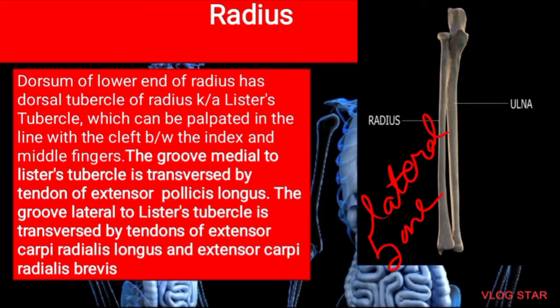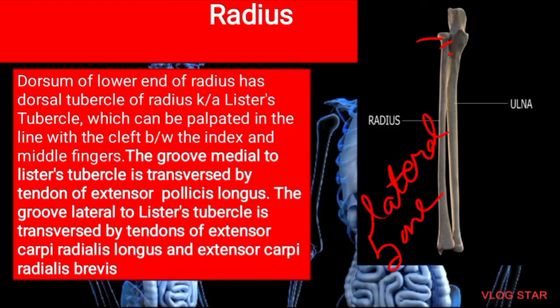And this is the ulna. The upper end of the radius includes head, neck and radial tuberosity. The superior surface of the head articulates with the capitulum of the humerus to form part of the elbow joint, and the circumference of the head articulates with the radial notch on the proximal end of the ulna to form the proximal radioulnar joint.